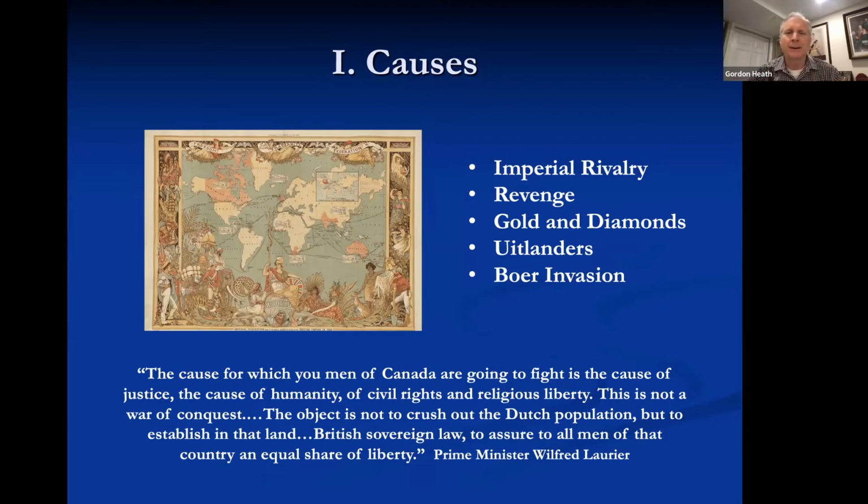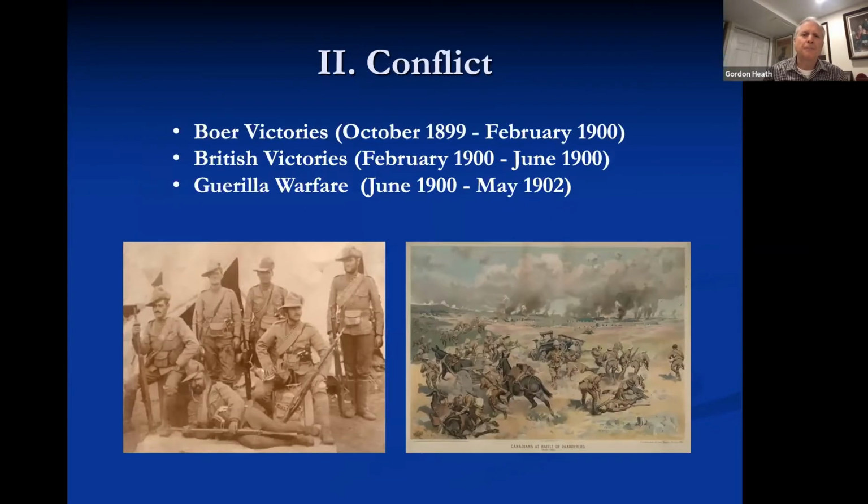But it's a significant part of piecing together the causes of this war. The conflict itself has three main parts. Basically, unbroken Boer victories for a number of months, very humiliating for Britain. The mighty British Empire is being humiliated by these farmers, these militias. This unprofessional army is basically defeating Britain over and over again.